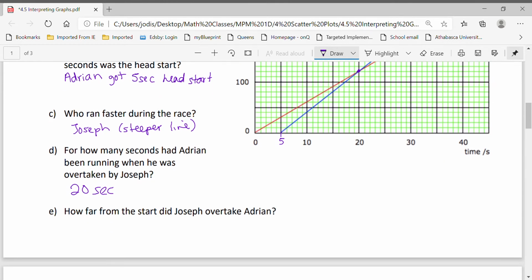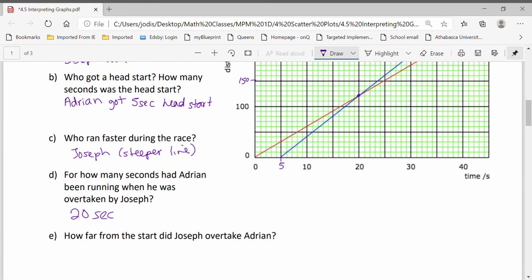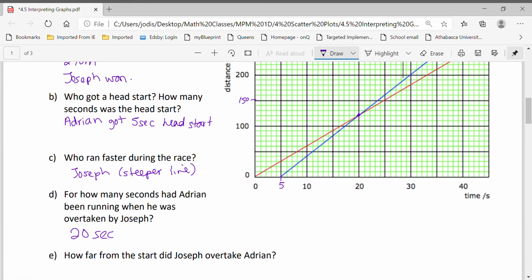And then the last one: how far from the start did Joseph overtake Adrian? Well, again, we want to look at the distance. So we're looking for this spot right here. We said this was going up by tens, so this is 100 right here. So 110, 120. So at 120 meters was when he overtook Adrian.